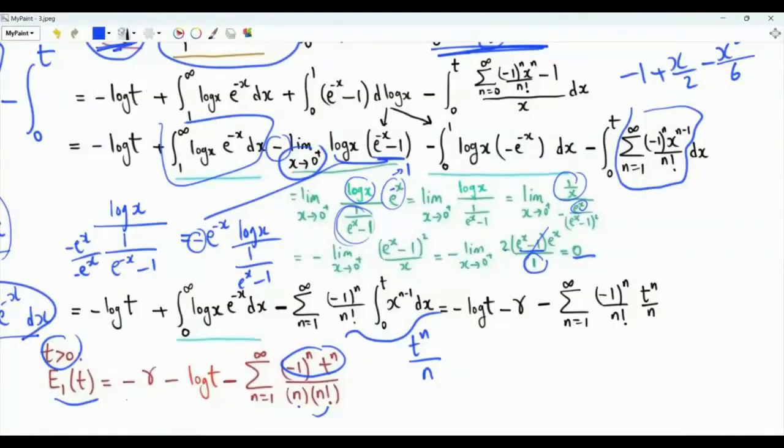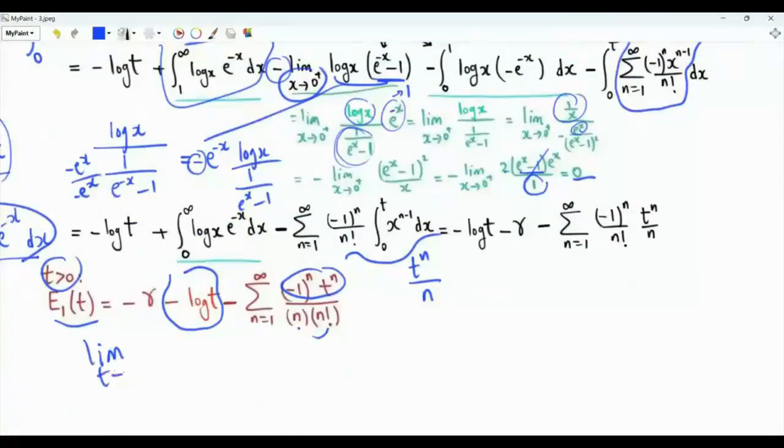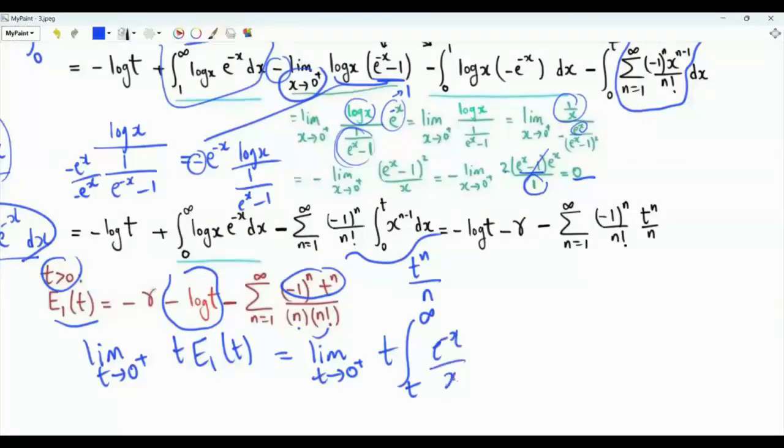If t approaches 0 from the positive side, the exponential integral tends to infinity due to this minus log t term. However, the limit as t tends to 0 of t times E1 of t, which is the limit as t tends to 0 of t times the integral from t to infinity of e to the minus x over x dx, is equal to 0. The reason for this is that the limit as t tends to 0 plus of t log t is equal to 0, which can be verified using L'Hopital's rule.